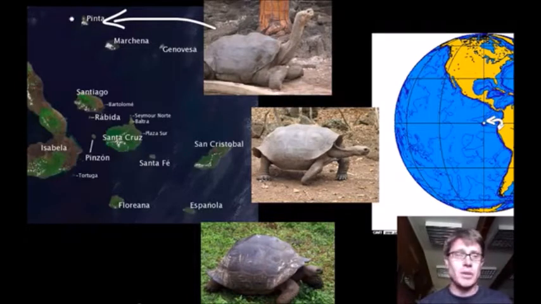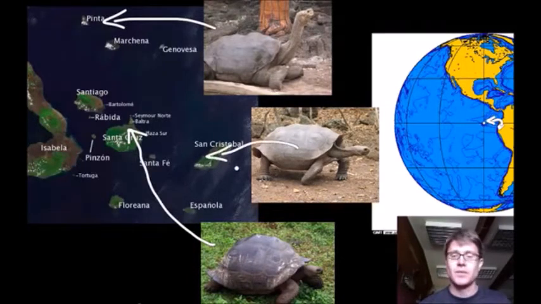Tortoises that come from really barren areas actually have a longer neck and what's called a saddle shape, versus a dome shape. This is one from Santa Cruz, and this one's from San Cristobal. Now, why do we just find tortoises there? Well, there was a founding population that actually moved there.